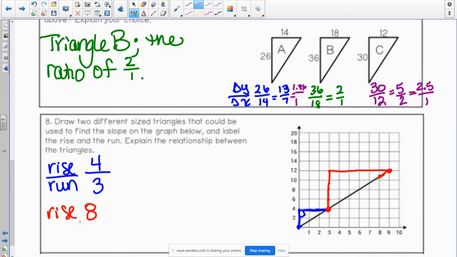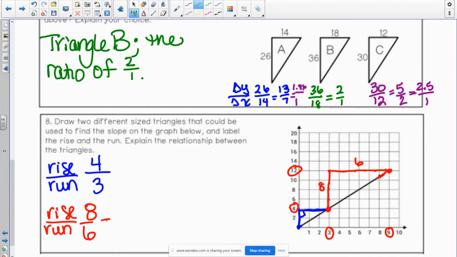So my rise on my red triangle is 8. Again, if you don't like to count, you come over here and say, well, it started at 4 and ends at 12. The difference between 4 and 12 is 8. And then my run is going by a point of 1. So this is 1, 2, 3, 4, 5, 6. So we have 8 and 6 here. Again, look at the bottom if that bothers you. 3 up to 9 is a change of 6. So my run on my red triangle is 6.